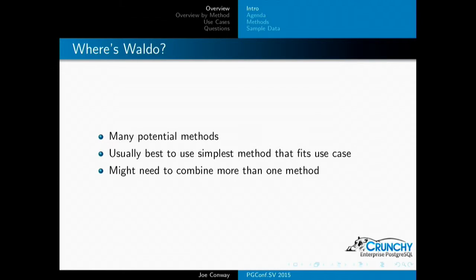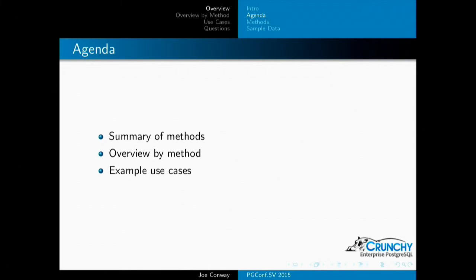Generally speaking, you'll see that in some of the examples at the end. What you're probably going to want to do is use the simplest method that satisfies your need, because that's probably going to be the fastest method, and certainly the easiest. In some cases, you might need to combine more than one method depending on what exactly you're trying to do.